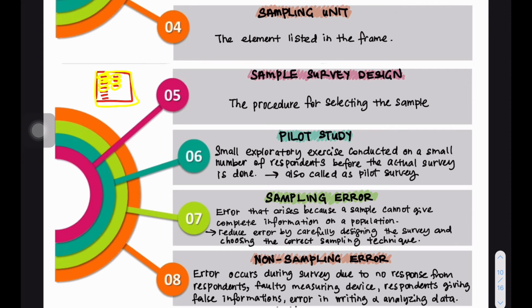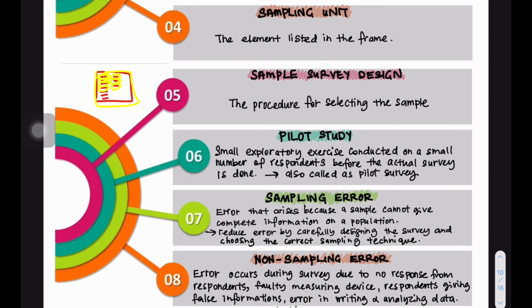Okay, so kita ada number of respondent. Katakan kita dah pilih sampel kita. Sampel kita ni adalah a part of a population, a group of population. Okay, so daripada respondent tu kita ambil a small number, kita jalankan satu exploratory exercise ataupun eksperimen sebelum kita punya survey yang sebenar. Maksudnya sebelum kita buat survey yang sebetul-betulnya, kita buat dulu eksperimen kecil.